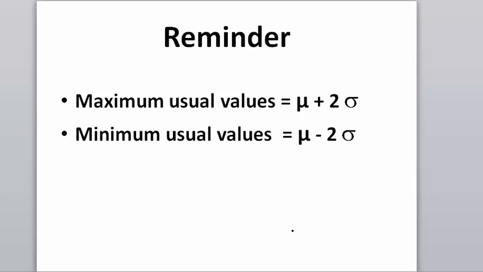Remember also we talked about usual values. We said typically values deviate from the mean by 2 standard deviations. So the usual max is mu plus 2 sigma. So mu plus 2 standard deviations is the usual maximum, and the usual minimum is mu minus 2 standard deviations. So if I wanted to find the usual maximum number of girls, I could do that. So let's look at an example.